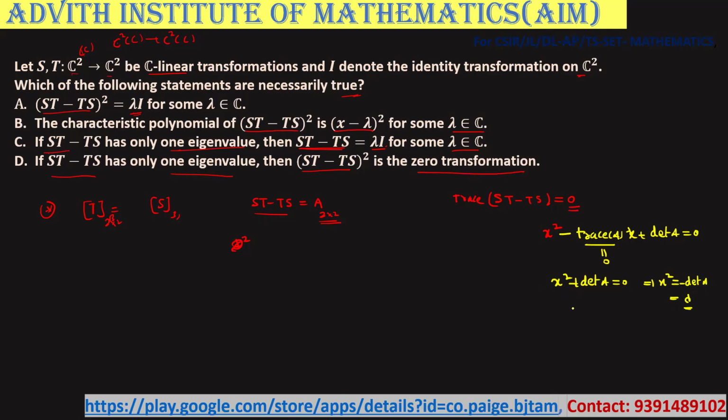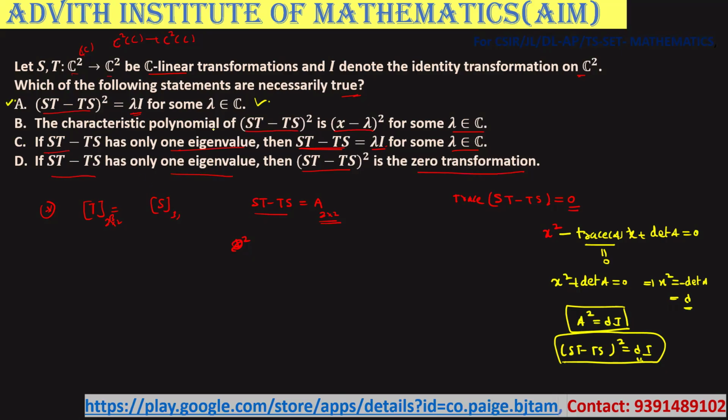By the Cayley-Hamilton theorem, every matrix satisfies its own characteristic equation. So that means A squared is equal to lambda I, where A is equal to ST minus TS. So (ST minus TS) whole square is equal to lambda I, where lambda is a complex number. So option A is true.